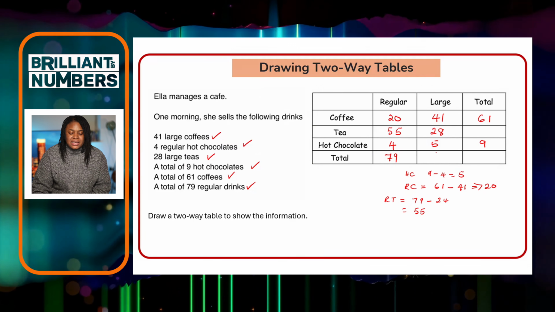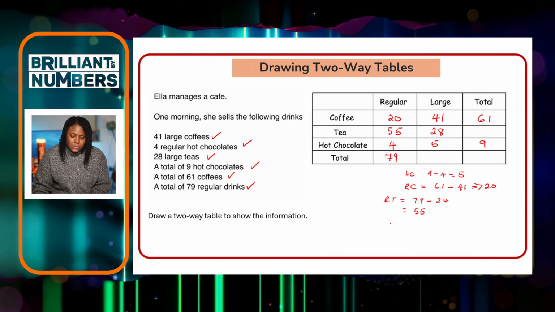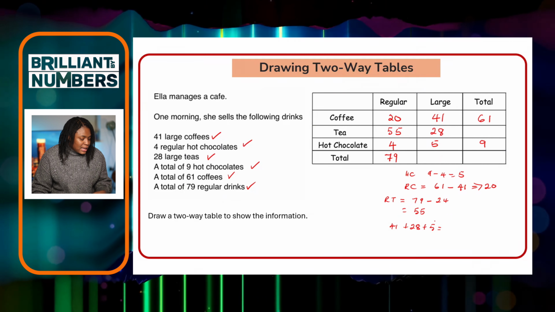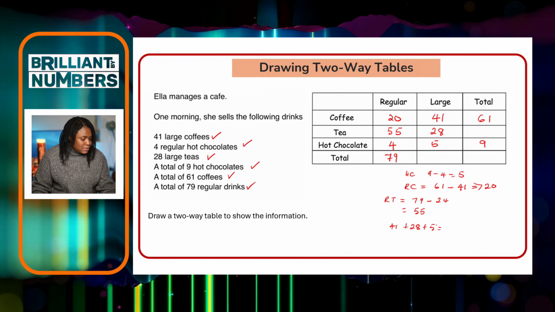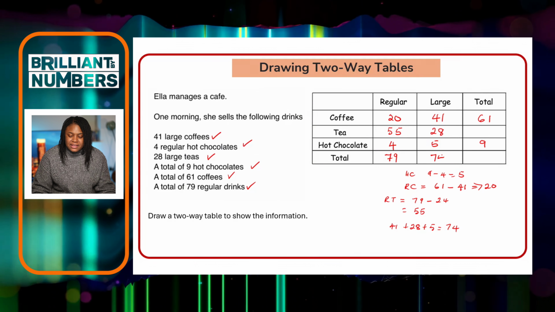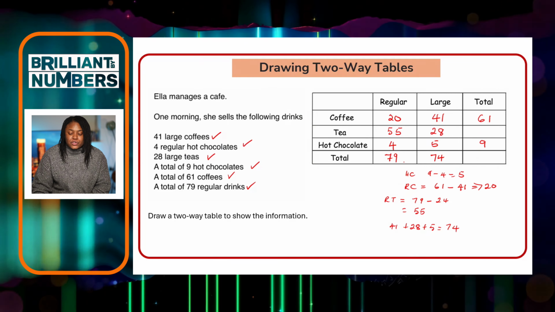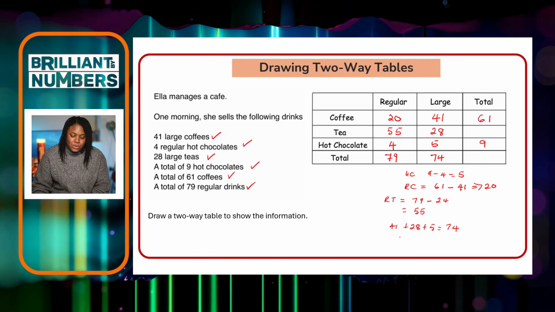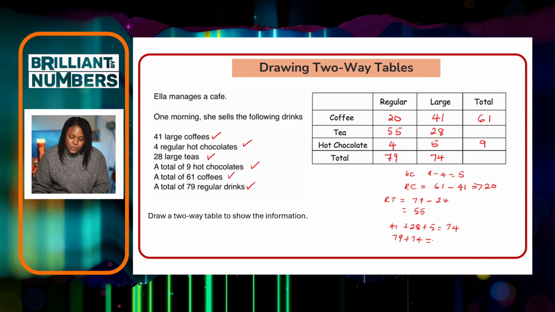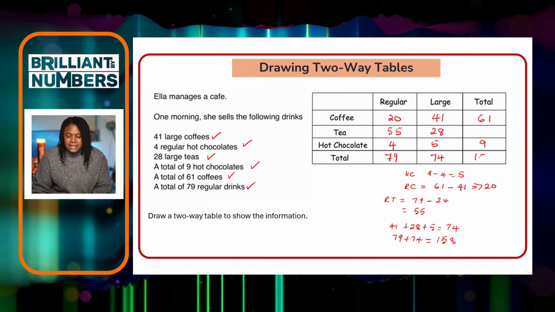I can also see that I can find the total for large. Total for large will be 41, add 28, add 5, and altogether that gets me 74. So I'm going to fill that in there. Now I've just got 2 places to fill in. I'm going to choose to go for the total across, so the total will be 79 plus 74, that gets me 153. Put that on my table.